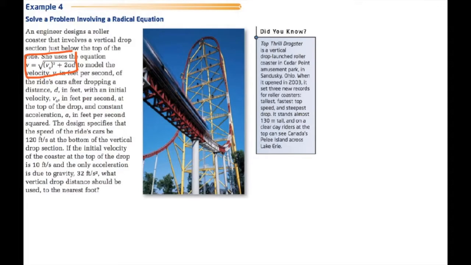So what the design says of this roller coaster is that the speed is 120 feet per second at the bottom. That would be v. The initial speed at the top of the roller coaster is 10 feet per second. And the acceleration, because the roller coaster just coasts, it doesn't have an engine of its own, the acceleration is 32 feet per second squared. What should the vertical drop distance be? We're trying to solve for d.